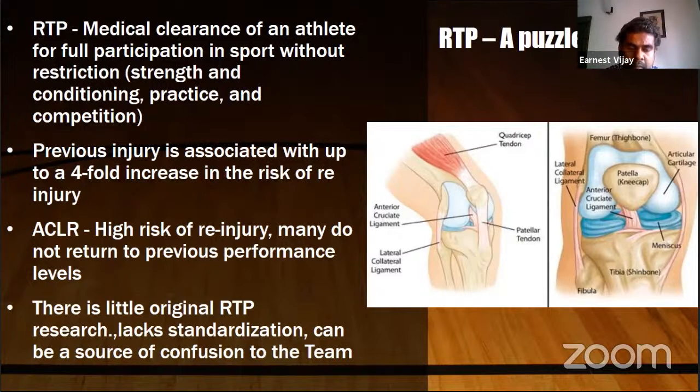And post ACL reconstruction, there is even more a risk of re-injury, and many do not return to previous performance levels. There is a dip in their performance level. Either they take a little lesser role in the team, or the peak performance is a problem.